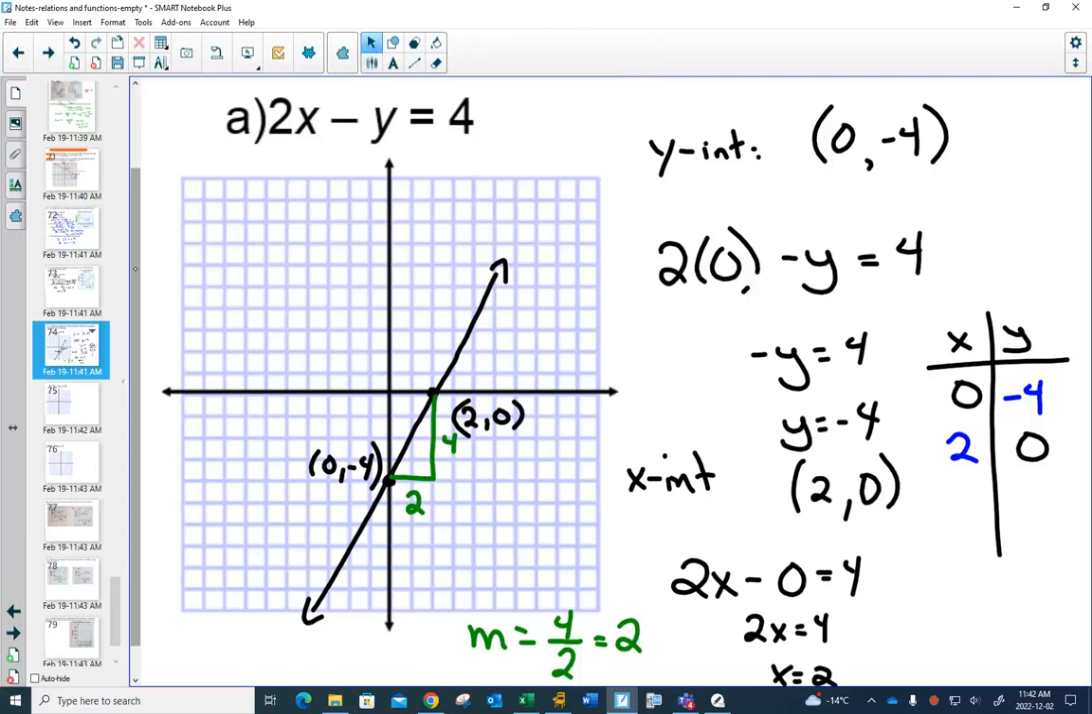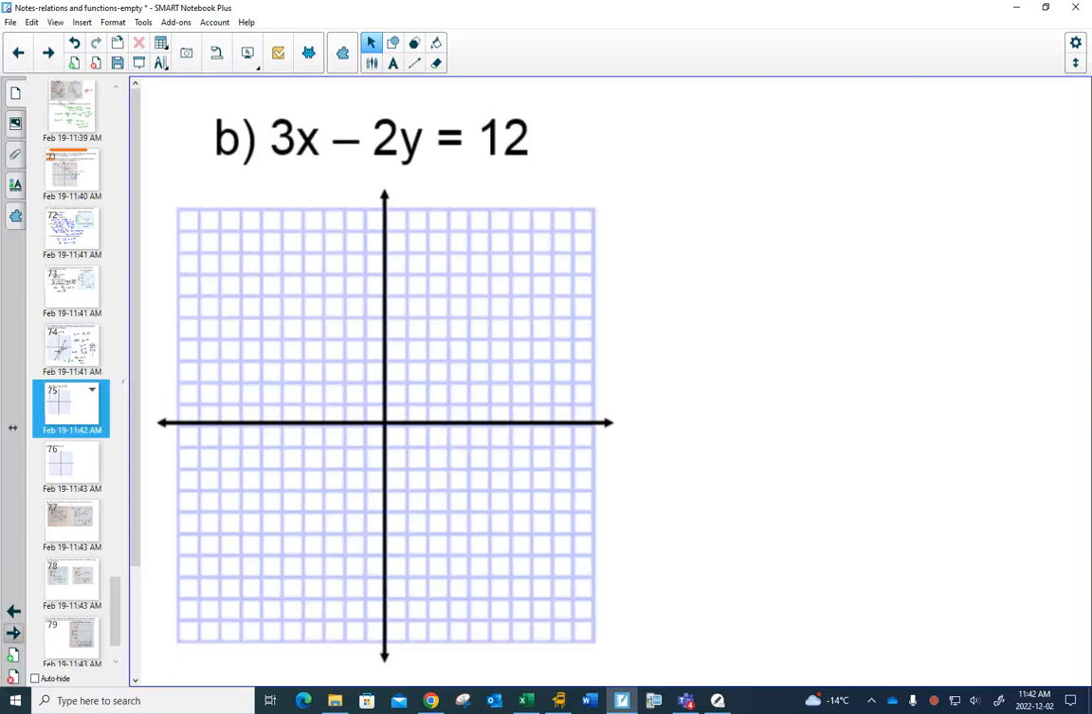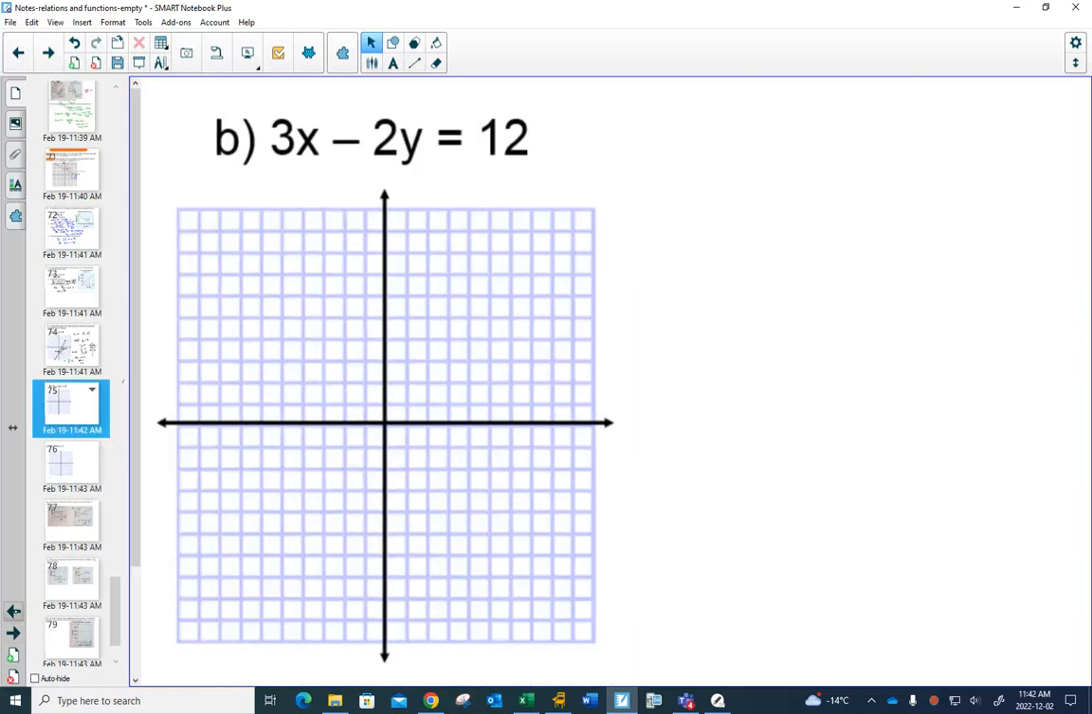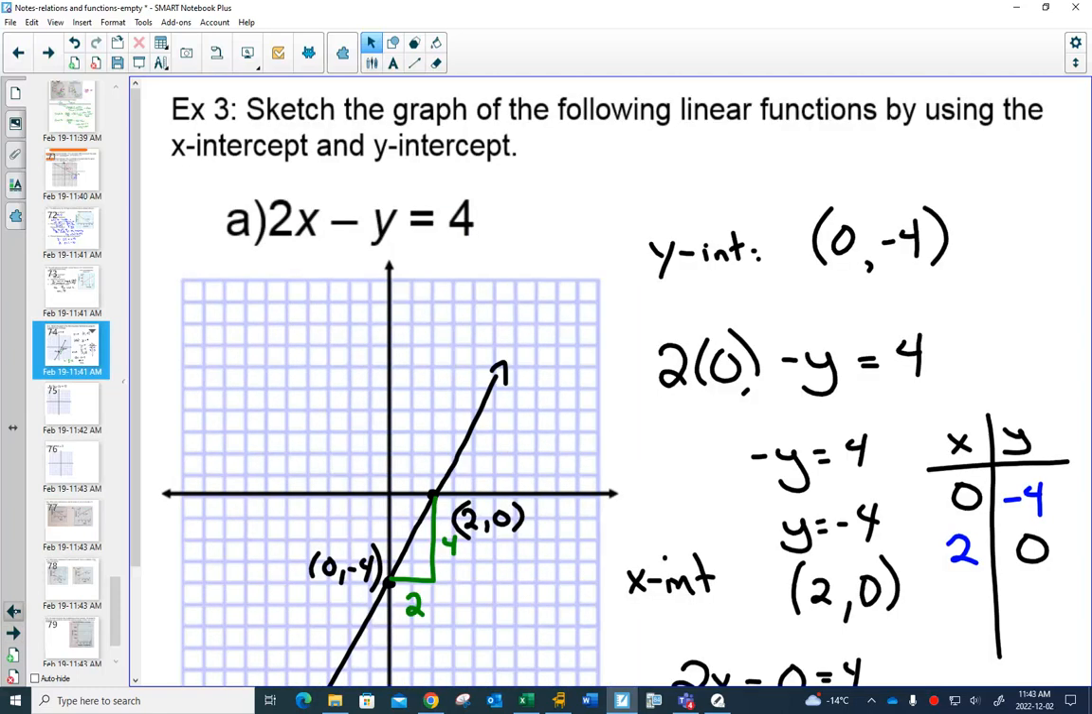Okay, try the next 2 on your own. Find the x-intercept and y-intercept. One of them is in function notation. 2 minutes head start.